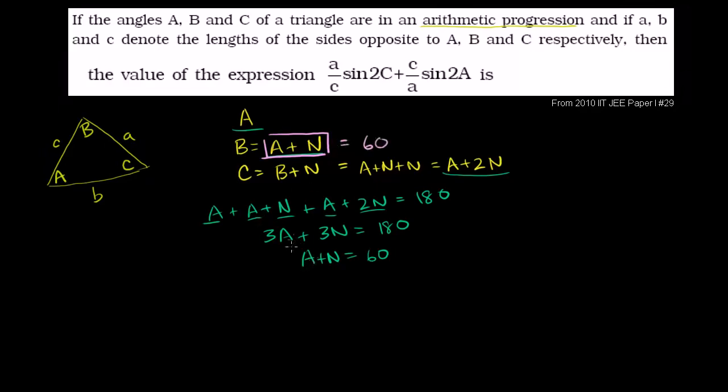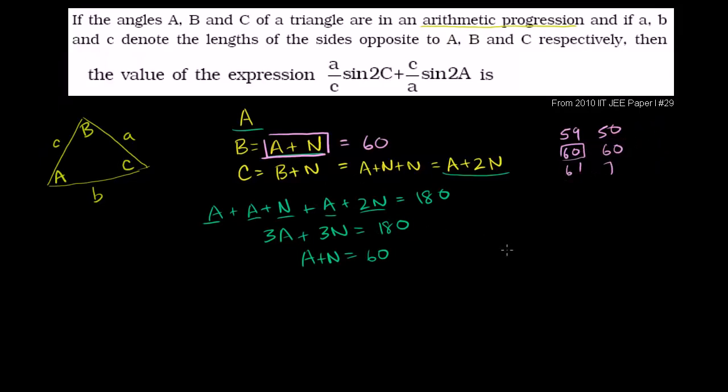And you could try it out with a bunch of numbers. These could be 59, 60, and 61. That's an arithmetic progression. And once again, B is the middle one. These could be 50, 60, and 70. Could be 40, 60, and 80. But no matter what the arithmetic progression is, in order for these three angles to add up to 180, the middle one has to be equal to 60 degrees. So we're doing pretty well so far.